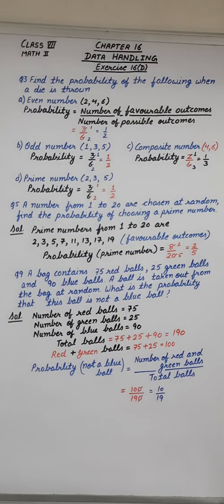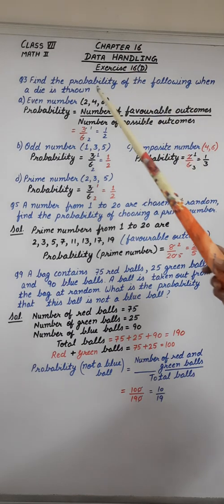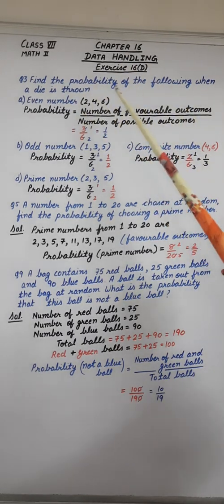Good morning, children. Let's continue with exercise 16D. Question number 3. Find the probability of the following when a dice is thrown.